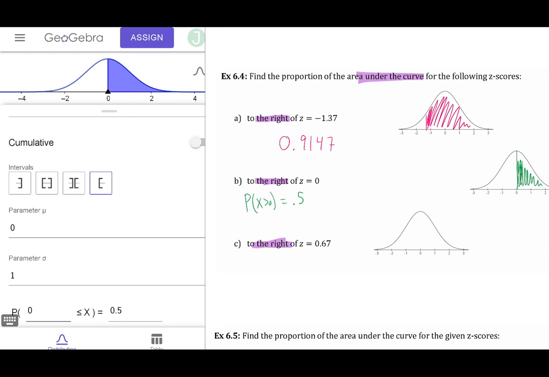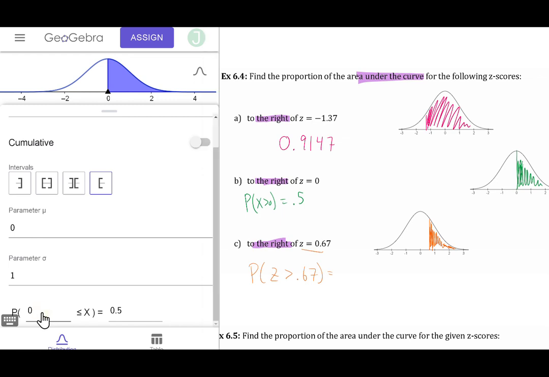And our third picture here has a z-score of 0.67. We want to know what's the probability that our z-score is above 0.67. What you'll notice about each of these pictures is that for the first picture, part A, more than half the graph is shaded, so our probability is more than 0.5. For the second picture, part B, half the graph is shaded, so our probability is 0.5. And in part C, less than half of the graph is shaded, so our probability that the z-score is greater than 0.67 should be less than half.